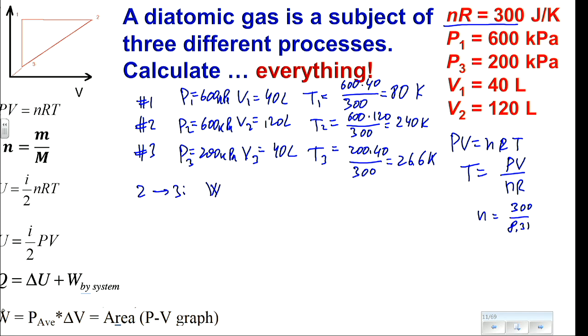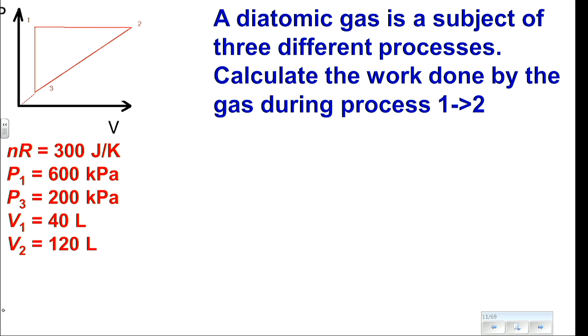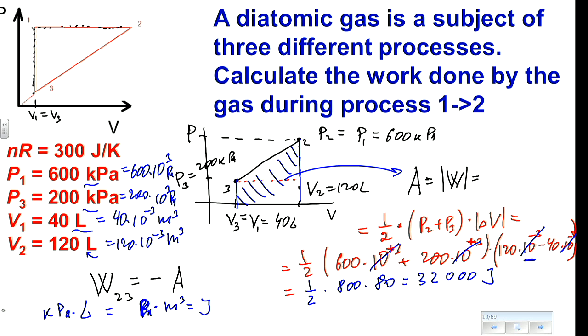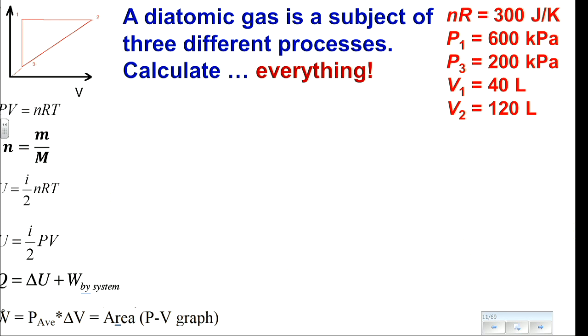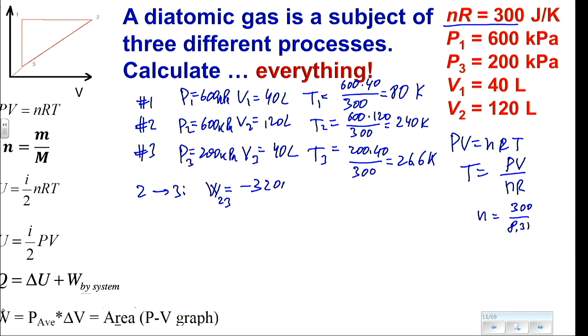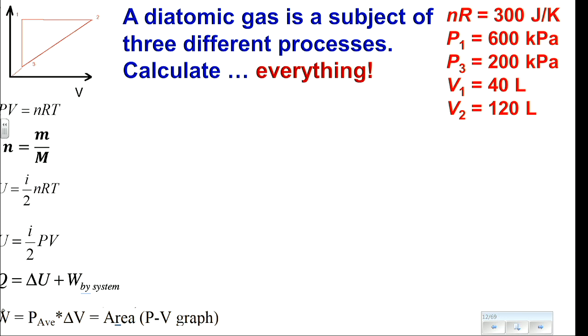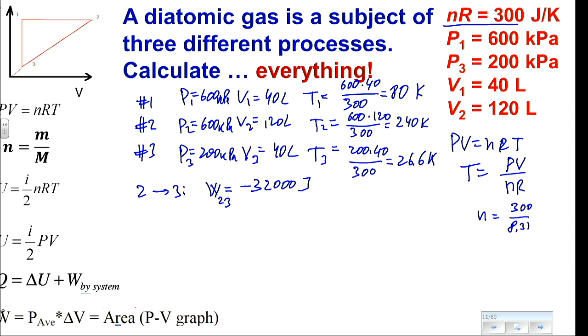We already know the work was equal to, actually that was area, work equals negative 32,000 joules, 2, 3. So negative 32,000 joules. What else can we calculate? Well, we know P and V.